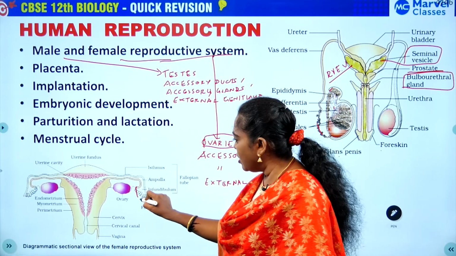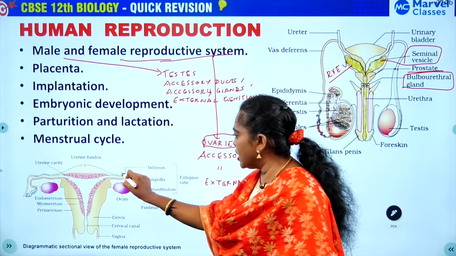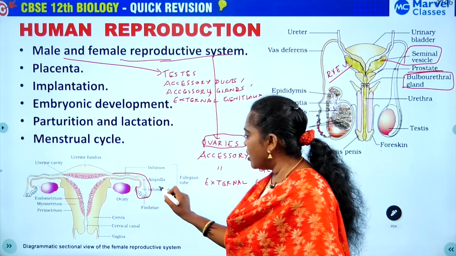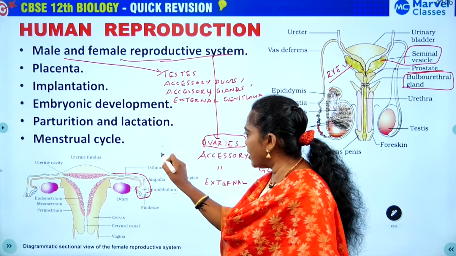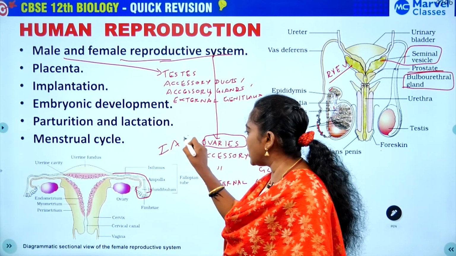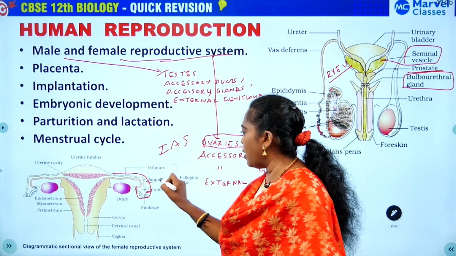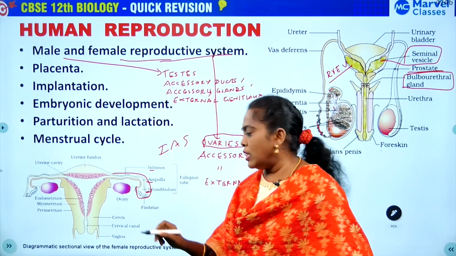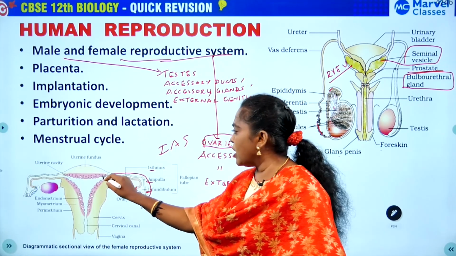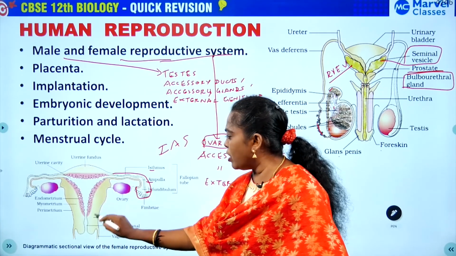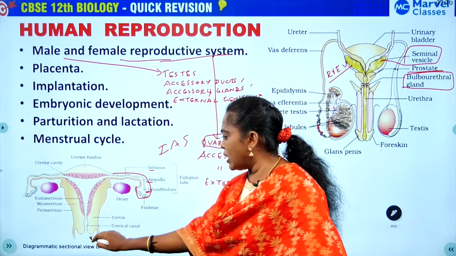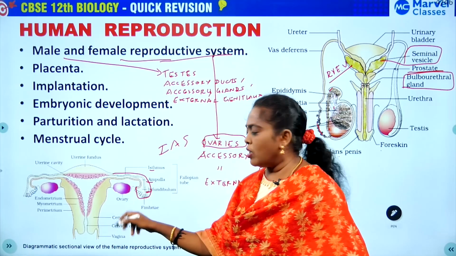You can see here the fallopian tube. This fallopian tube has 3 regions. Remember, another trick for the regions: IAS. Infundibulum, ampulla and isthmus. These are the 3 regions. After that you can see the uterus over here, and then the cervix and vagina. So these are the accessory ducts.